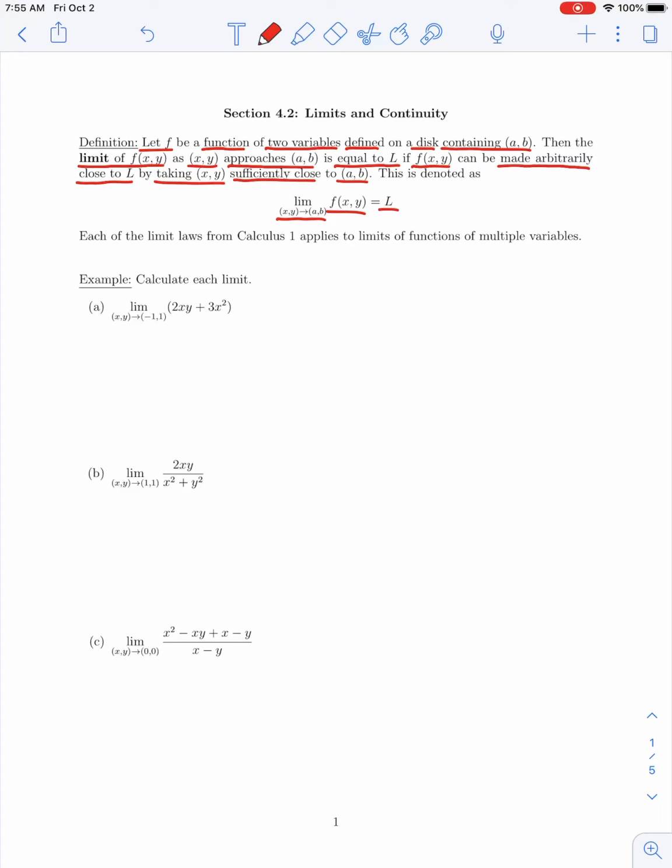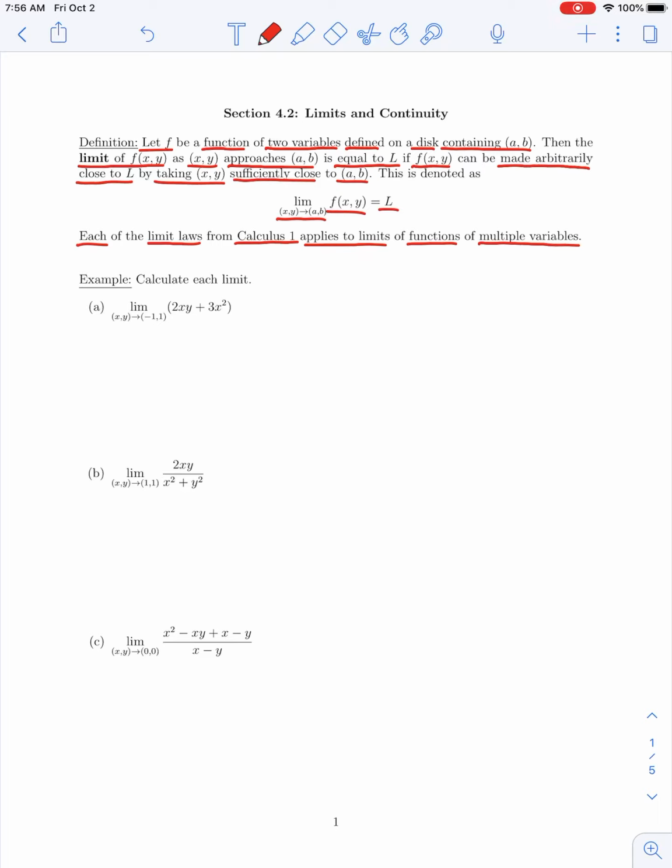So one important result that we have for functions of 2 or more variables is that each of the limit laws that we've seen from Calculus 1 will also apply to limits of functions of these multiple variables. That is, the limit of a sum or difference of functions is equal to the sum or difference of the limits. The limit of a product of 2 functions is equal to the product of the limits. The limit of a quotient is equal to the quotient of the limits as long as the limit of the denominator is non-zero. The limit of a constant times a function is equal to the constant times the limit of the function, and so on.